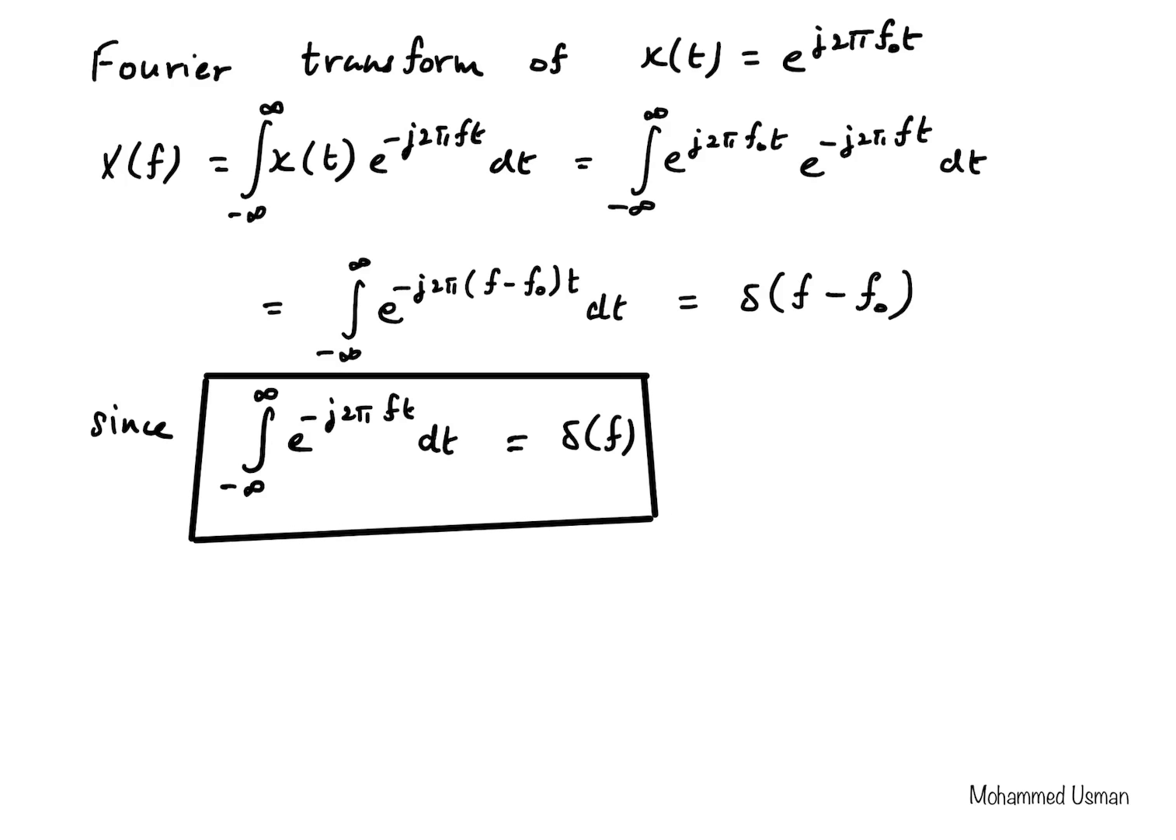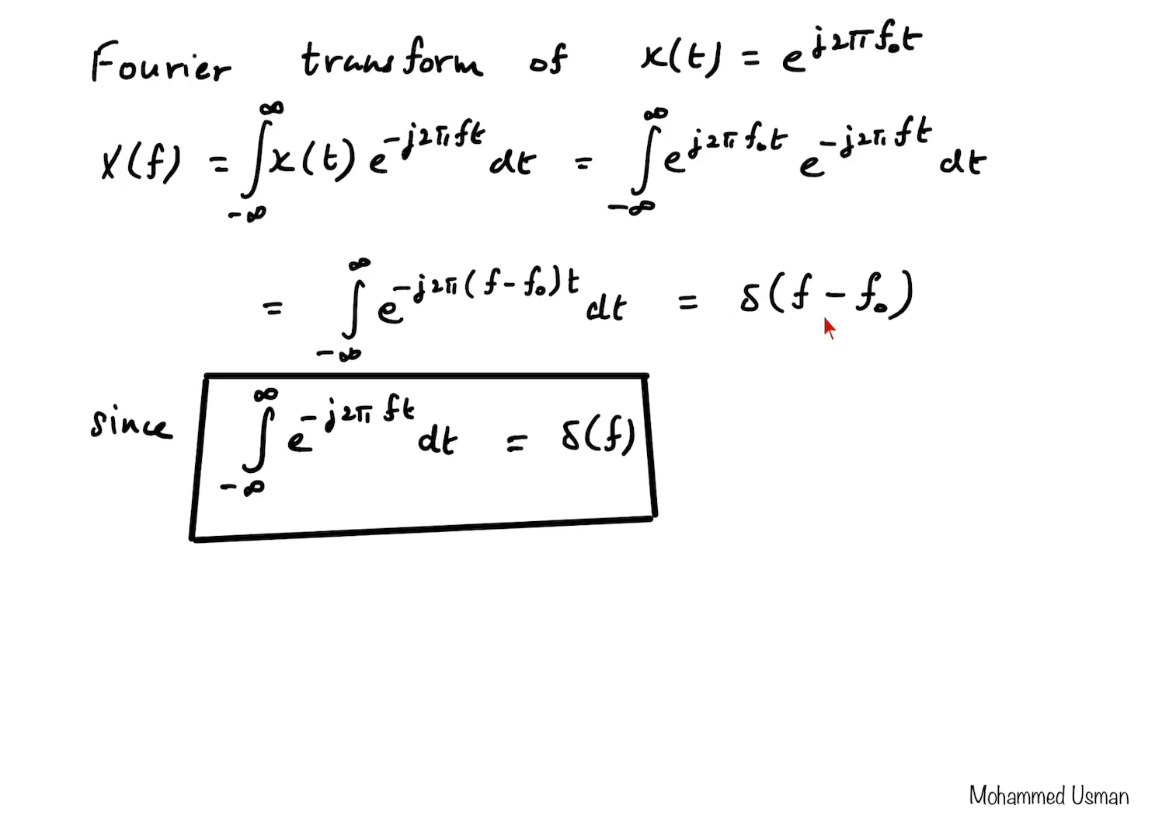So using that relationship, in place of f here, we have f minus f naught. When it's the integral of e power minus j 2 pi ft dt, we have delta of f. In place of f, we have f minus f naught here. So that's the only difference between these two expressions. So instead of delta of f, it becomes delta of f minus f naught. The argument here is f minus f naught instead of f, so the right hand side is now delta of f minus f naught. Okay, and that's basically the Fourier transform of this complex exponential.